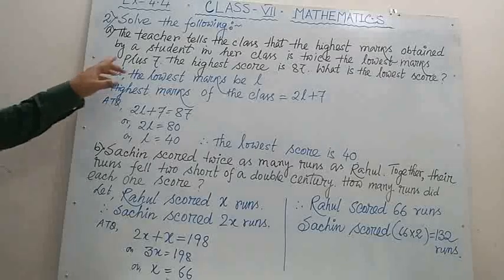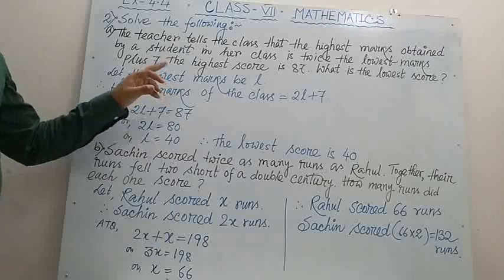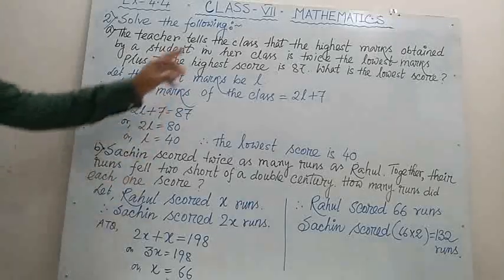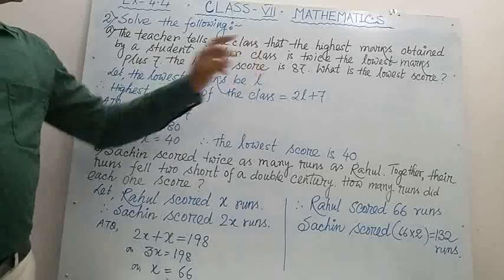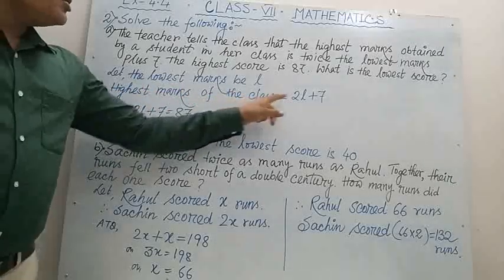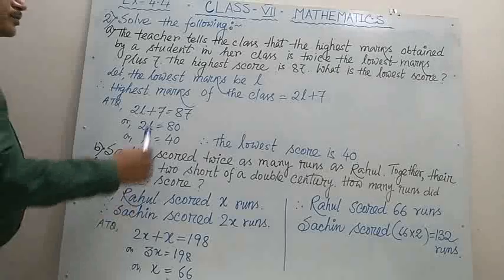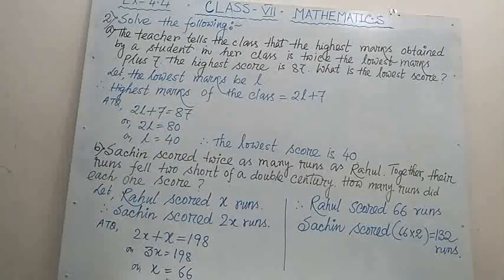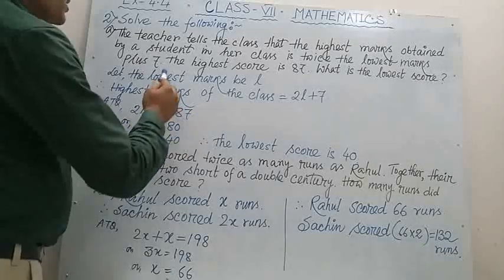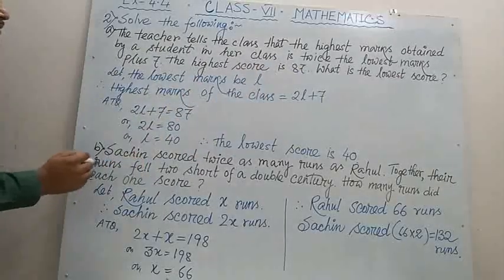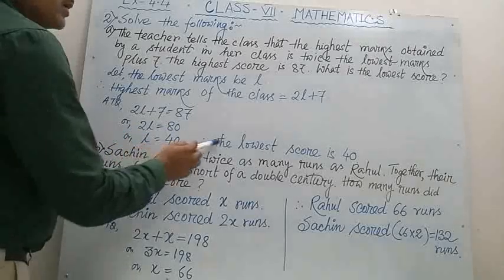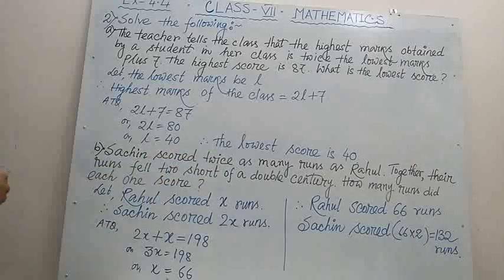So let the lowest marks be L. The highest marks obtained by a student in her class is twice the lowest marks plus 7. So the highest marks of the class is 2L plus 7, because we have taken L as the lowest marks of the class. Now according to the question, this 2L plus 7 equals 87, because it is given the highest score is 87. So 2L equals 80, L equals 40. Therefore, the lowest score is 40.